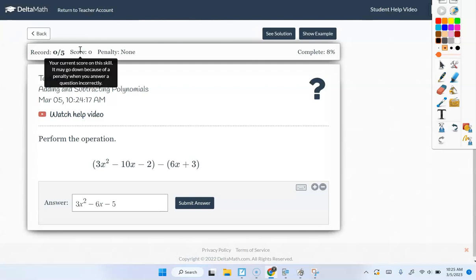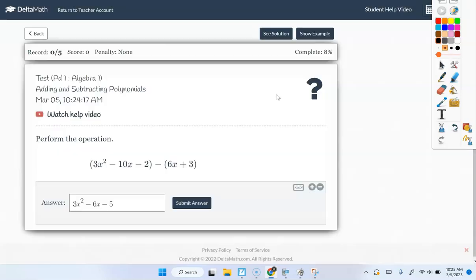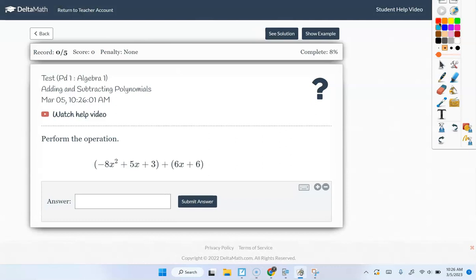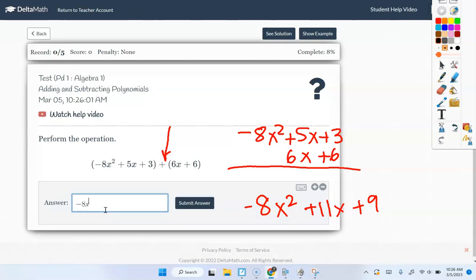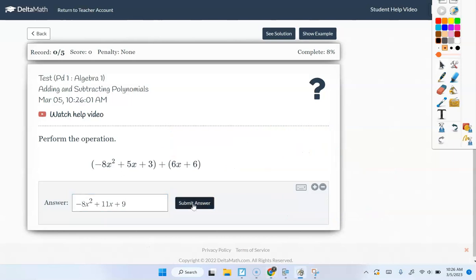Let's try this one more time. Okay, this time we have an addition sign in the middle, which means we are simply combining like terms. Negative 8x squared plus 5x plus 3, and then we're going to add 6x plus 6. So I like to add these vertically. Negative 8x squared plus 11x plus 9. So again, you can use the keyboard or you can type Shift 6 to get to that power position. Plus 11x plus 9. Clear my screen. Submit my response.